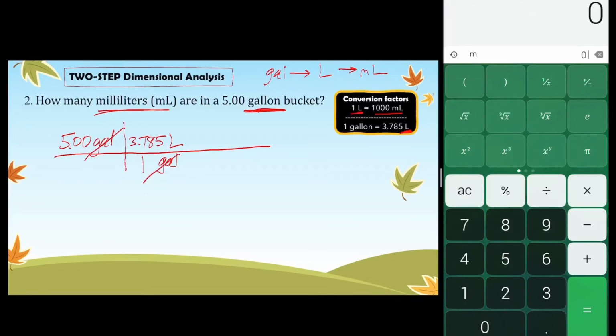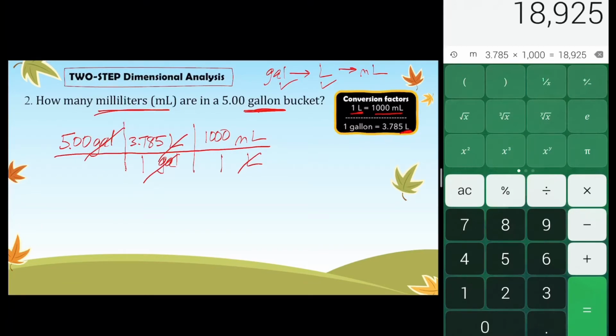Our next step, now that we've converted to liters, is to change to milliliters. So liters will go in the denominator, milliliters up at the top, and we'll again just copy the numbers in from our conversion factor list. 1 liter equals 1,000 milliliters. Cancel out your liters, and all we're doing now is multiplying all the numbers in the numerator. So 5.00 times 3.785 times 1,000. And that gives us a calculator answer of 18,925.